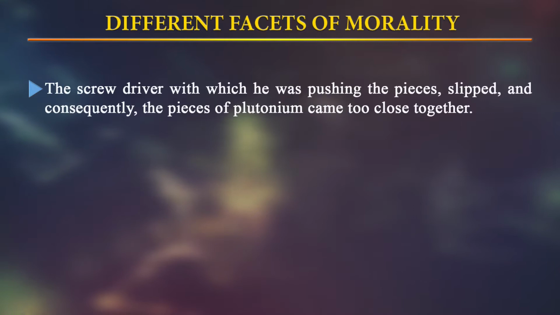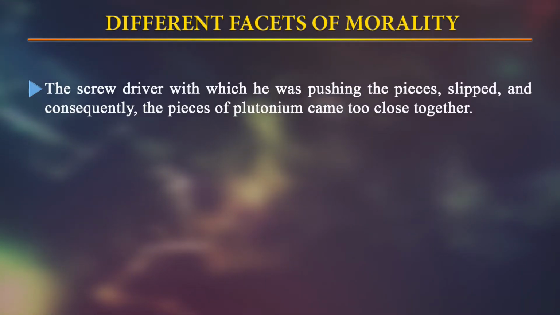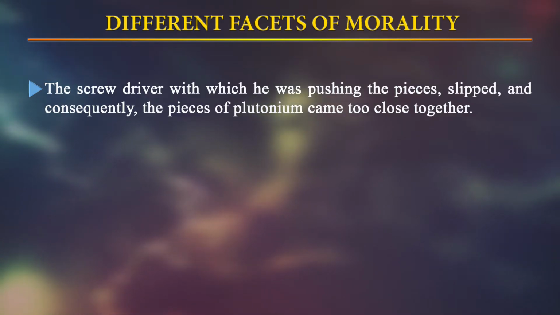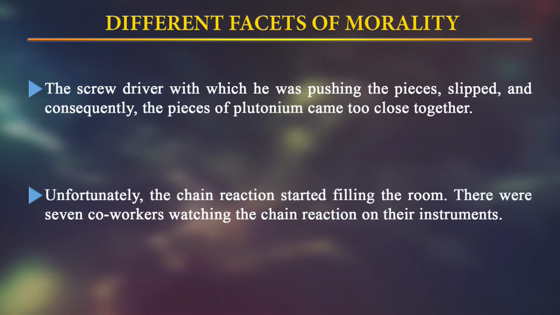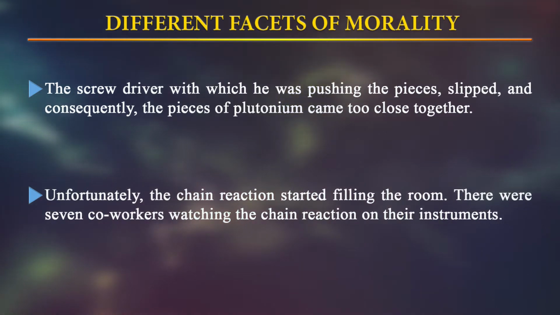So, Slotin, who was experimenting upon the development of atomic bomb, was gently pushing one piece towards another in order to ensure that their total mass would not be large enough. The screwdriver with which he was pushing the pieces slipped, and consequently the pieces of plutonium came too close together. Unfortunately, he was trying to avoid the chain reaction, but because the pieces came too close together, the chain reaction started, filling the room.